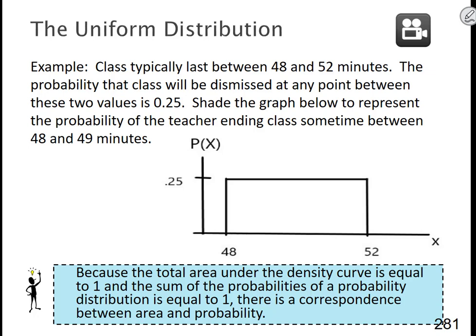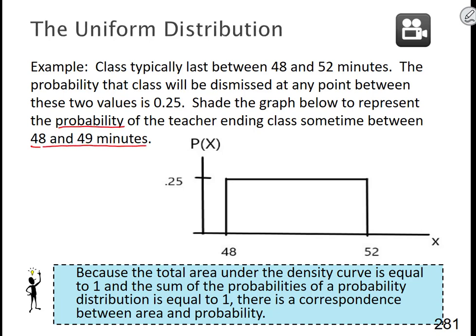Let's look at some examples of the uniform distribution, which basically looks like a rectangle, so sometimes it's called the rectangular distribution. In this example, a class typically lasts between 48 and 52 minutes. The probability that class will be dismissed at any point between these two values is 0.25. Shade the graph below to represent the probability of the teacher ending class sometime between 48 and 49 minutes.